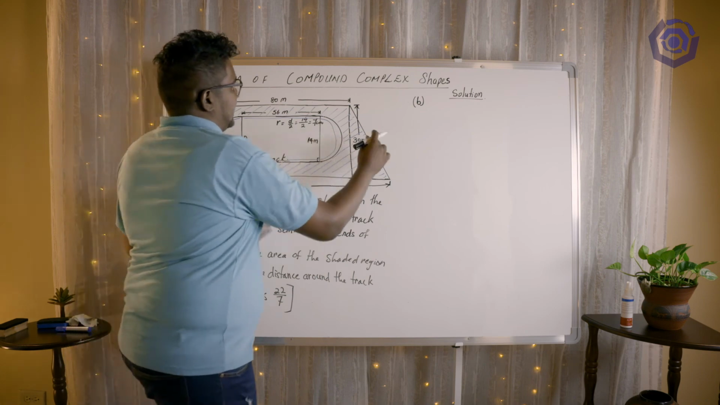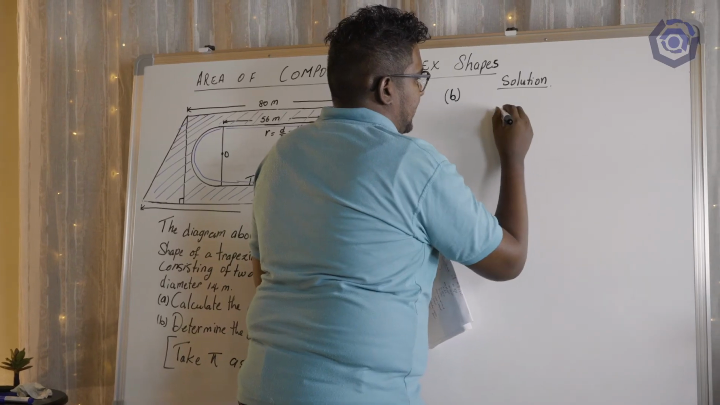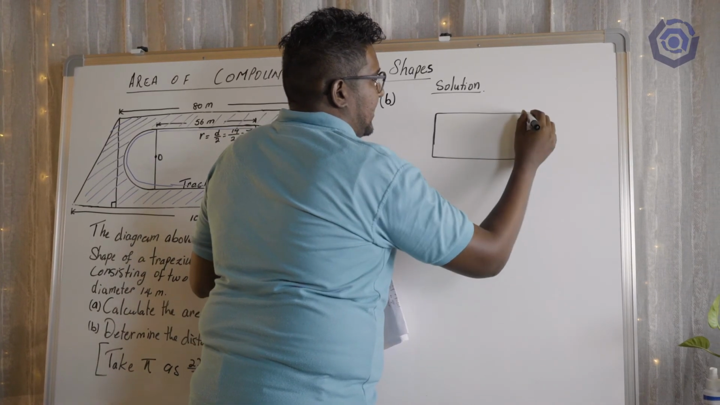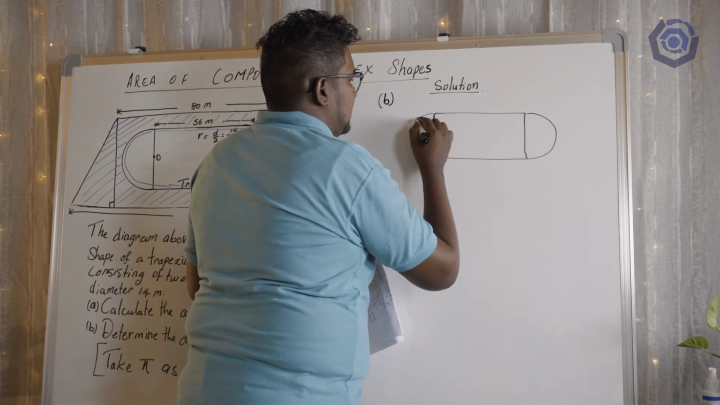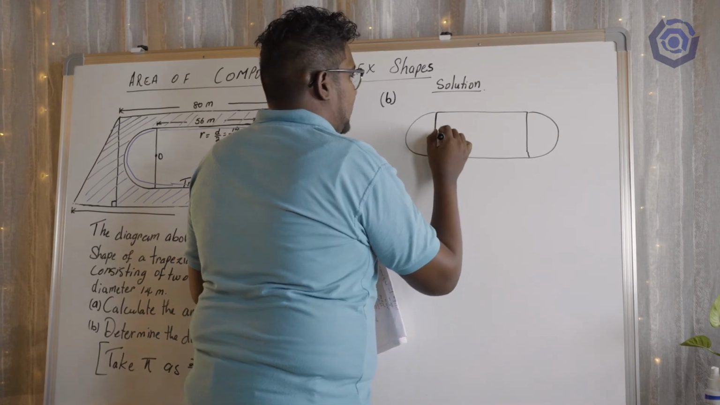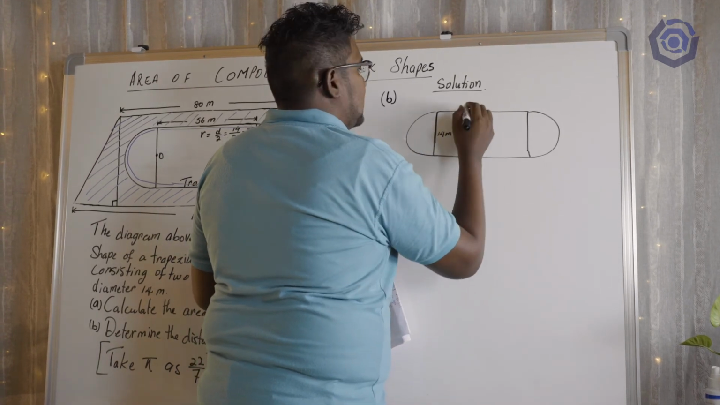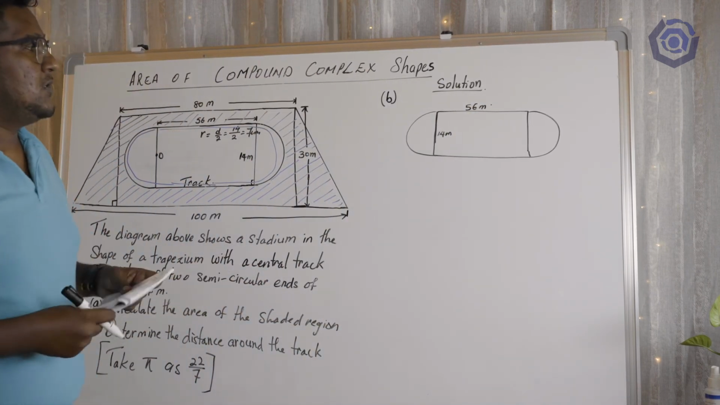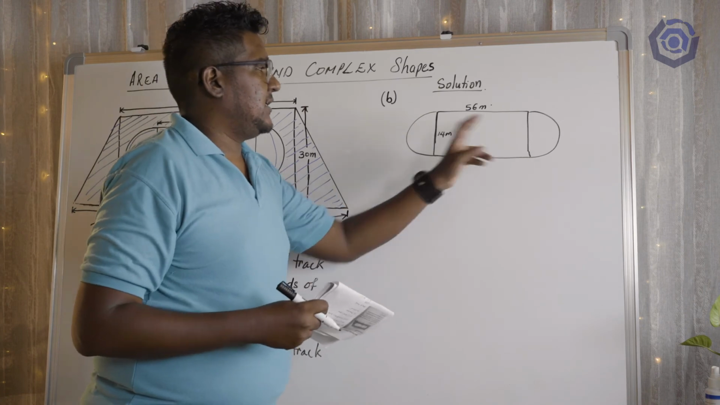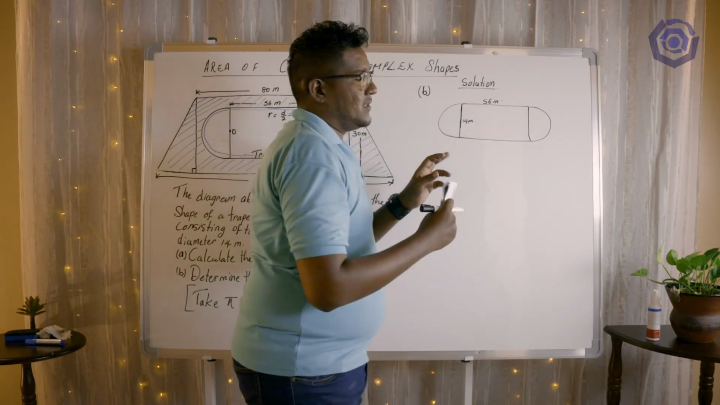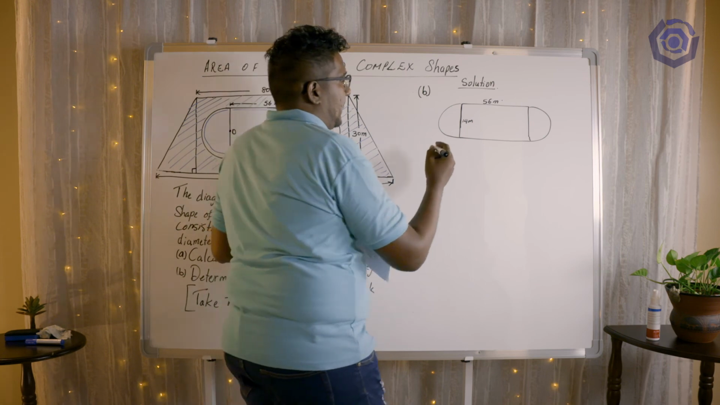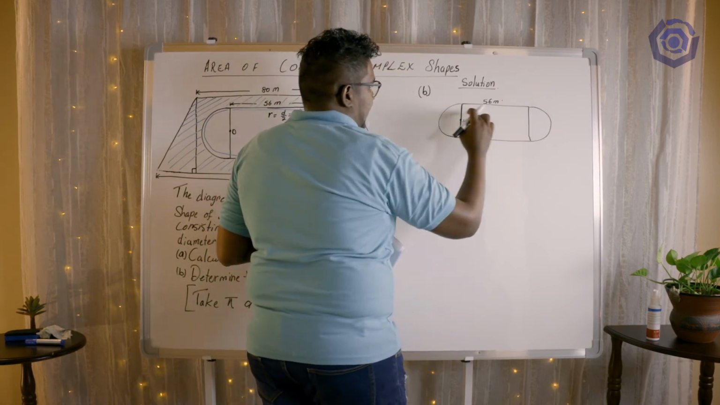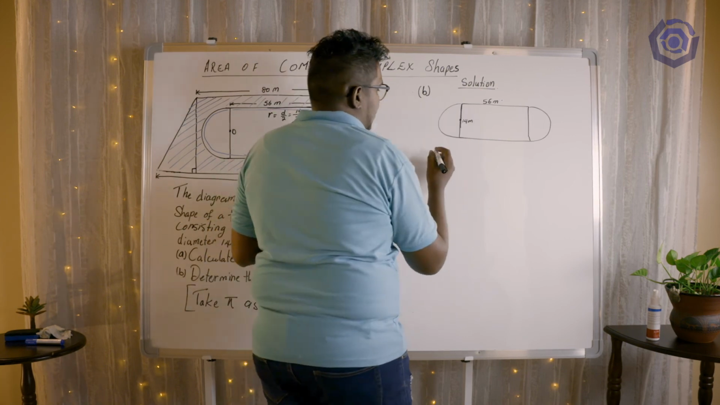Now, let's extract this out here. So we have the rectangle in the middle, and then we have our two circular ends. So this is 14, and here is 56 meters. So the first thing we have to find is our two circular ends. Now the two semicircles come together to form an entire circle, and to find the distance around these ends, we have to find the circumference of the circle.